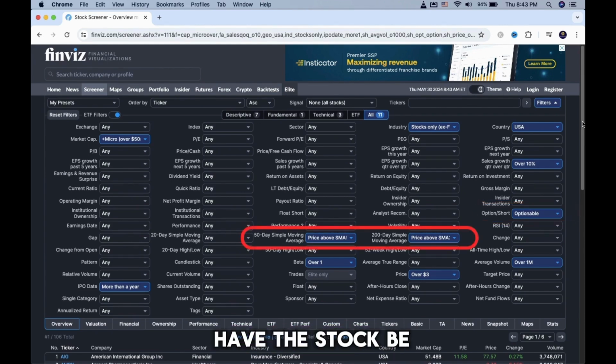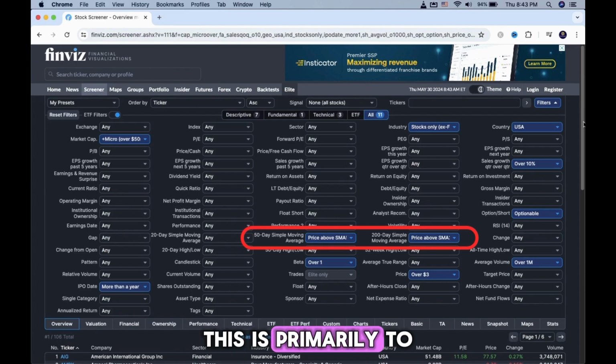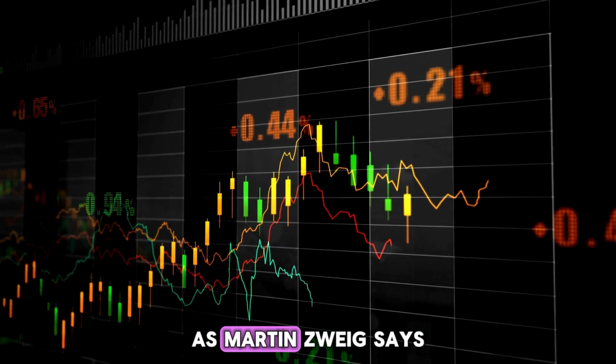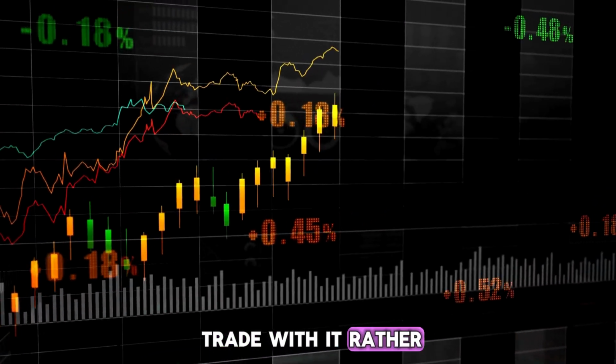Next, I prefer to have the stock be above their 200-day and 50-day moving averages. This is primarily to trade the trend up. As Martin Zweig says, the trend is your friend. It is better to trade with it rather than against it.